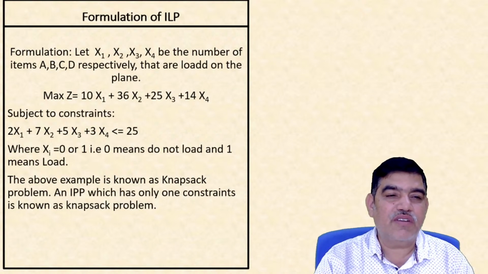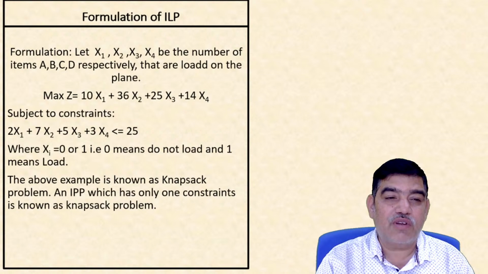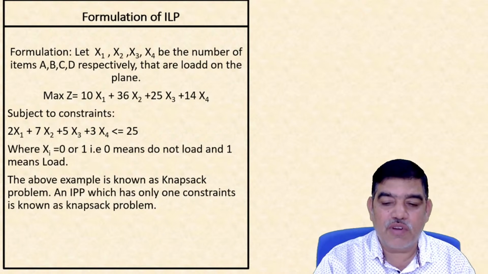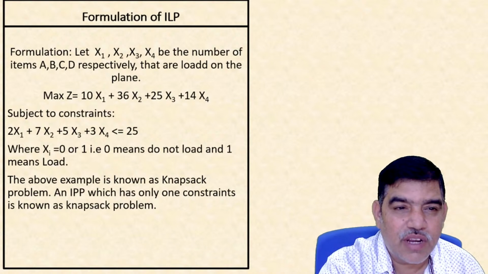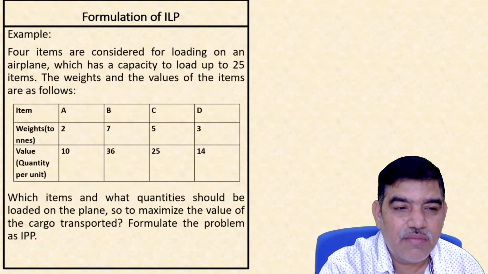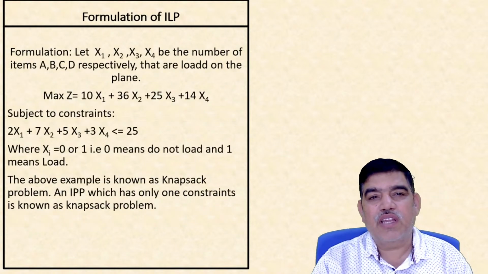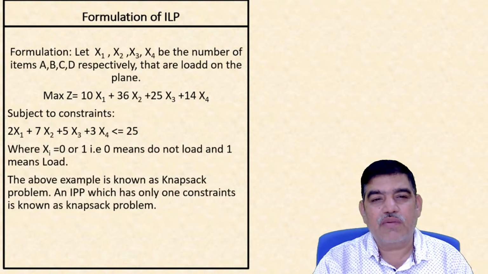So what is the objective function? Maximize the profit. So that's why max z = 10x1 + 36x2 + 25x3 + 14x4. That is mentioned in the question: 10, the value per unit quantity, 36 for item B, 25 for item C, and 14 for item D. That's why max z = 10x1 + 36x2 + 25x3 + 14x4.